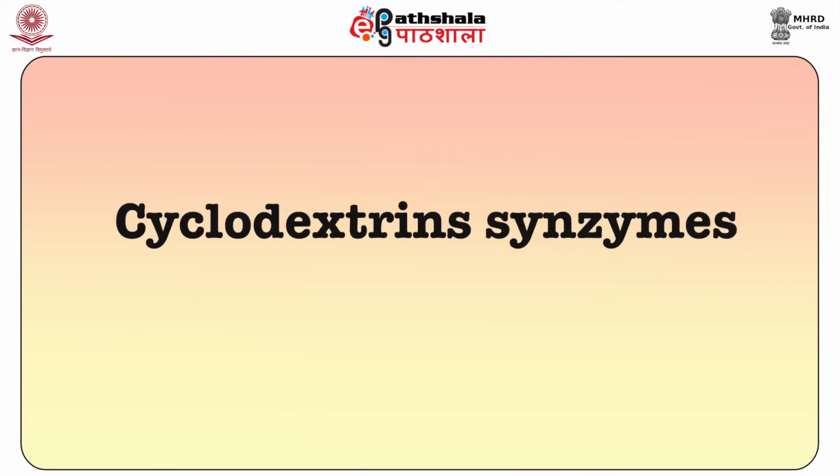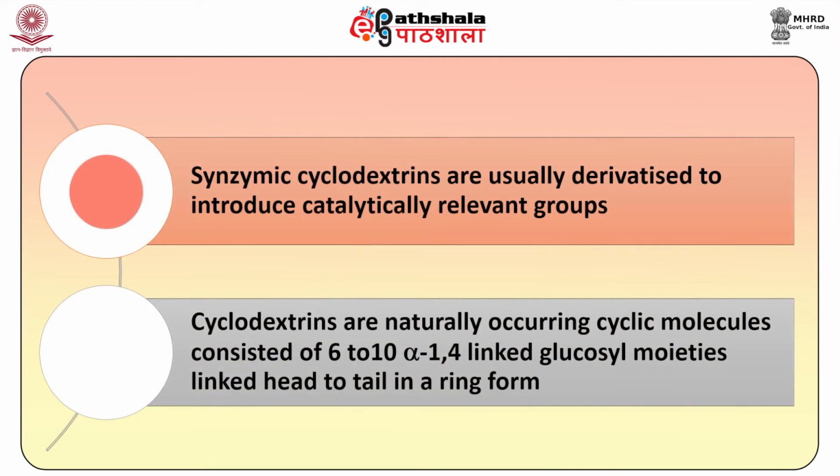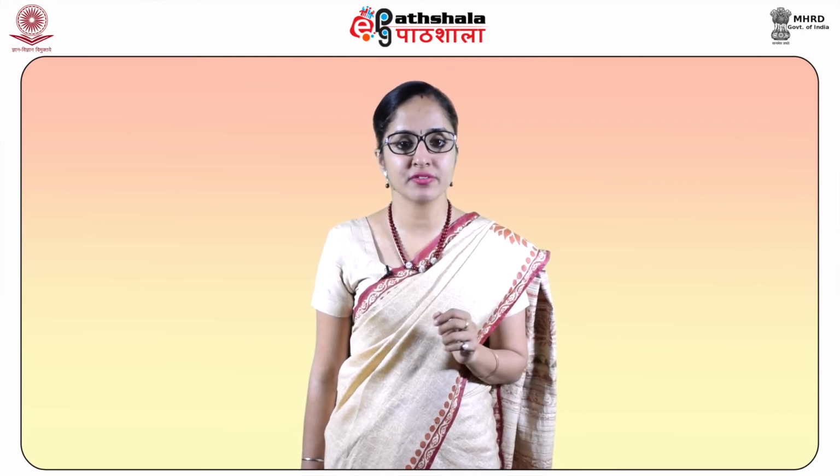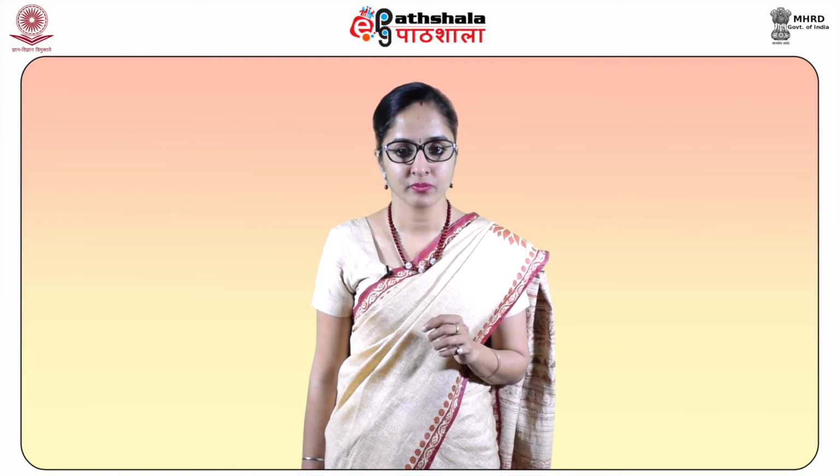Cyclodextrin enzymes. Synzyme cyclodextrins are usually derivatized to introduce catalytically relevant groups. Cyclodextrins are naturally occurring cyclic molecules consisting of 6 to 10 alpha 1,4 linked glucosyl moieties linked head to tail in a ring form. Example of cyclodextrin synzyme is beta cyclodextrin with C6 hydroxyl group covalently derivatized by an activated pyridoxal coenzyme that showed transaminase activity with stereospecificity towards L-amino acids. It is not as effective as natural transaminase.